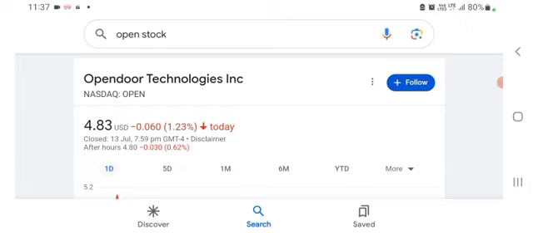Today in this video I am talking about Opendoor Technology stock. In this video we talk about the stock's pros and cons, technical analysis, and the latest news about it. The stock is trading at $4.83, up 1.23% in a day. We can easily see the stock was volatile for the day. The volume of the stock was recently at an all-time high, so the fundamentals of the stock are not better for today.